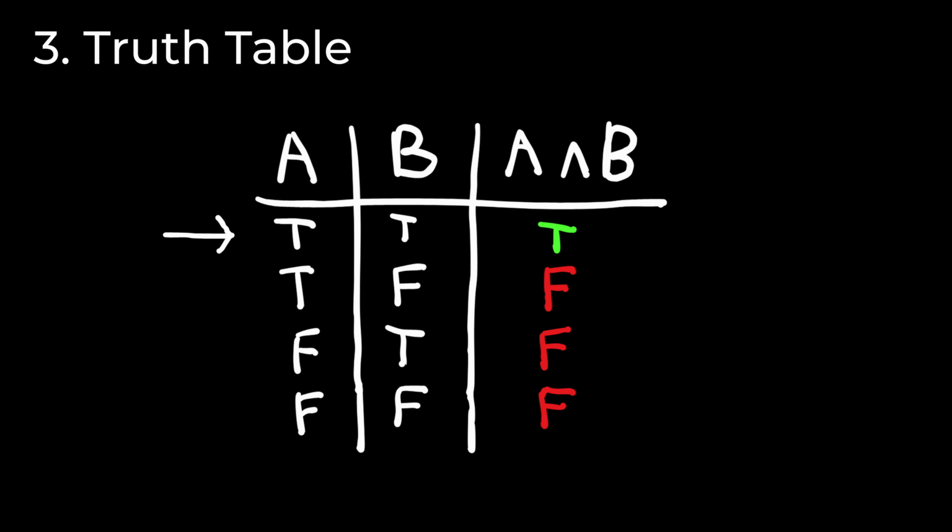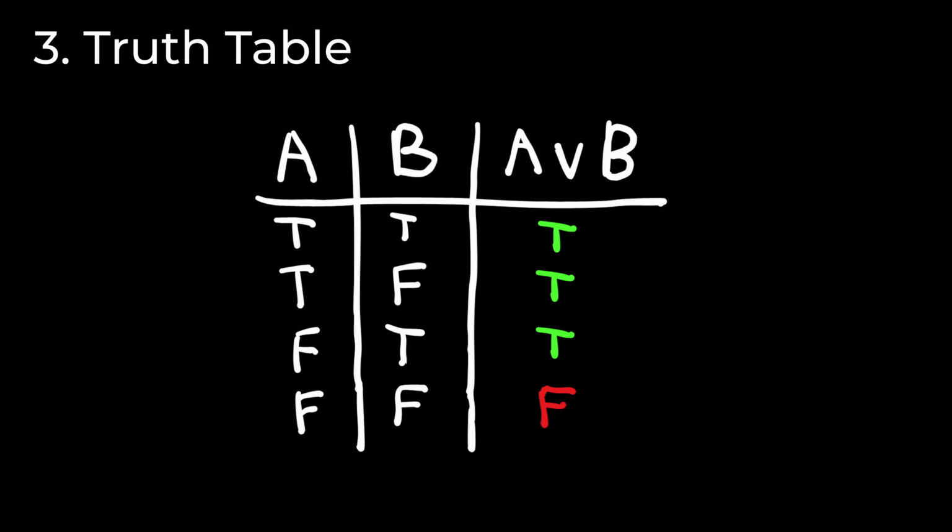If A and B are true, then A and B is true. If A is true, but B is false, then A and B is false. If A is false and B is true, then A and B is false because A is false. If A and B are false, then, of course, A and B is false. You'll notice that the AND statement is only true when both A and B are true.